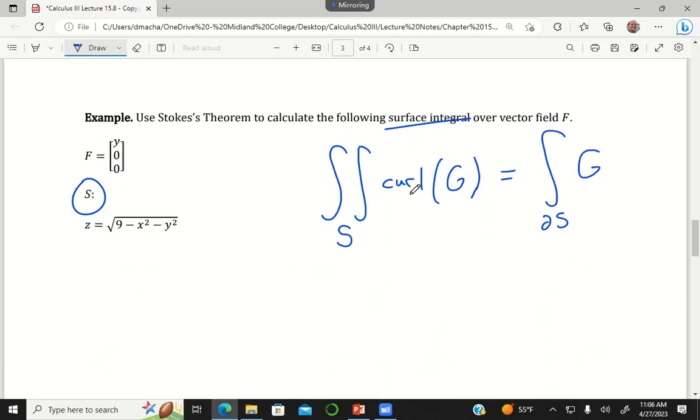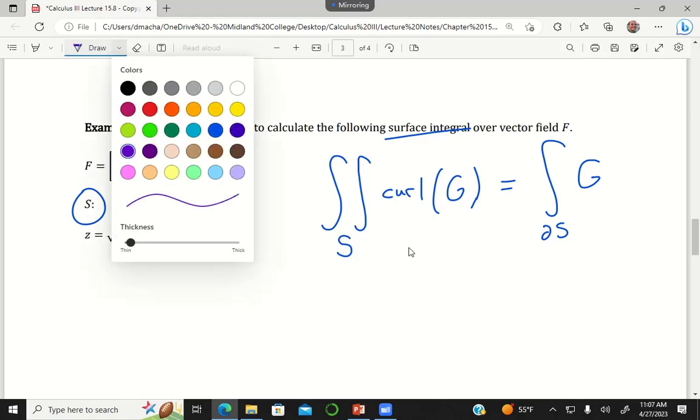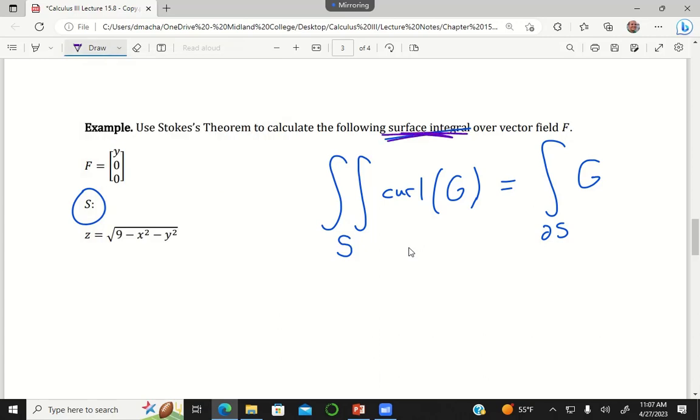Okay? So it might not be immediately obvious how we could actually use Stokes' theorem here, because what this example is saying is, let's take a surface integral over a vector field F, and I'm not given the curl of this vector field, I'm just given the vector field, right? I'm asked, calculate the surface integral of F.